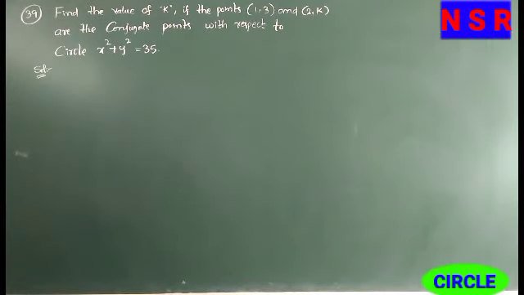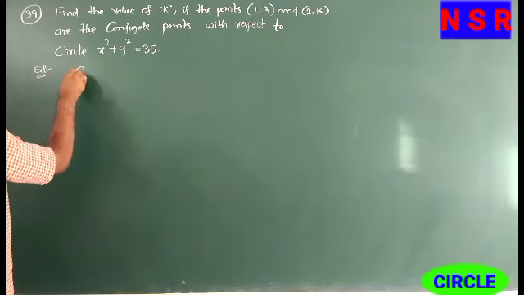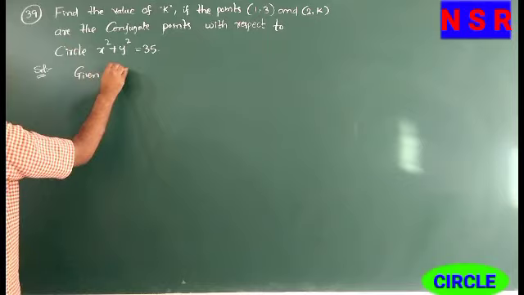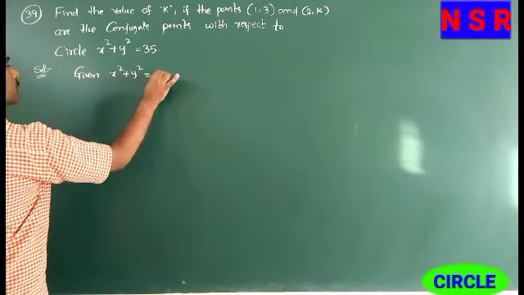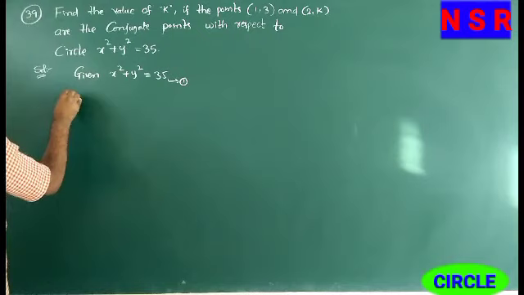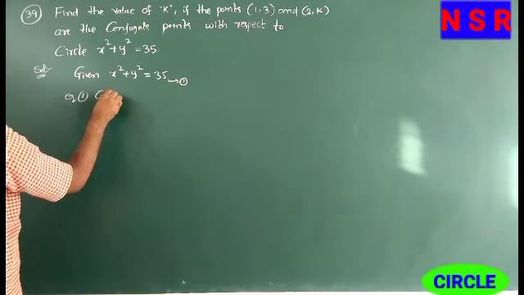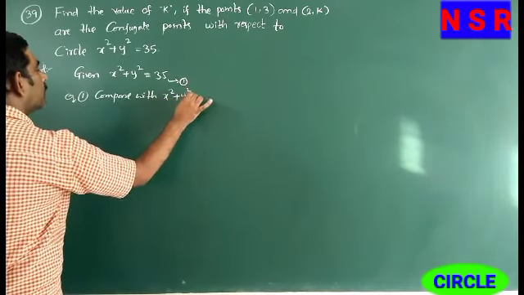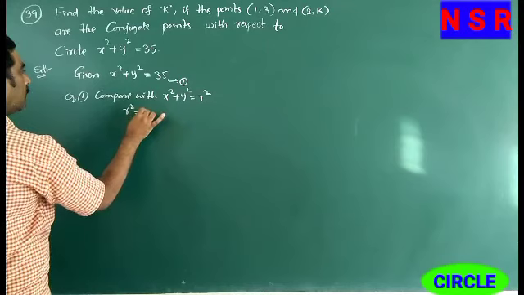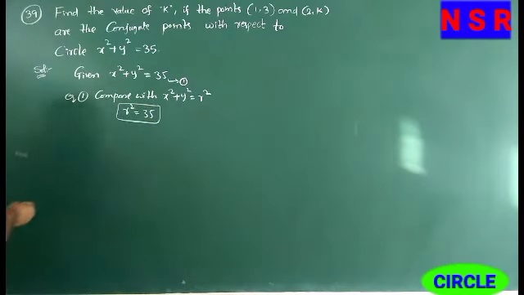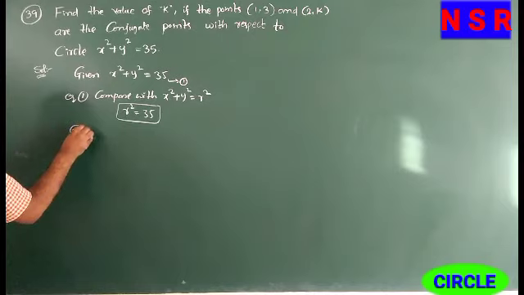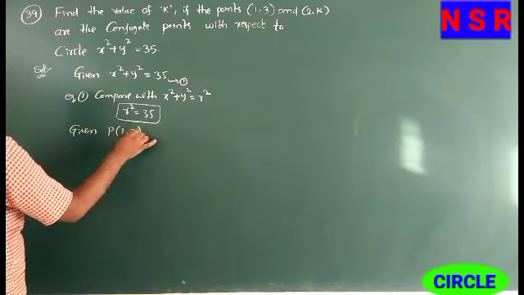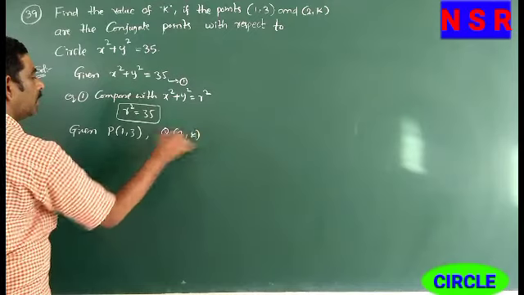Next, find the value of k if the points are conjugate points with respect to the circle x² + y² = 35. So here the given equation of the circle is x² + y² = 35. Take it as equation 1, and compare equation 1 with x² + y² = r². So here r² = 35. The given 2 points are P(1, 3) and Q(2, k).